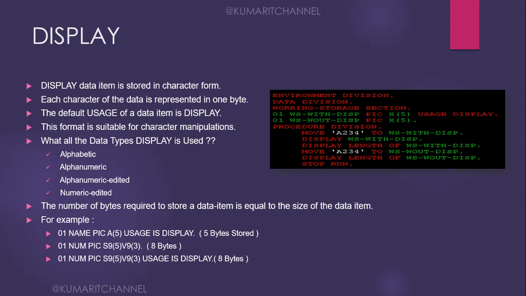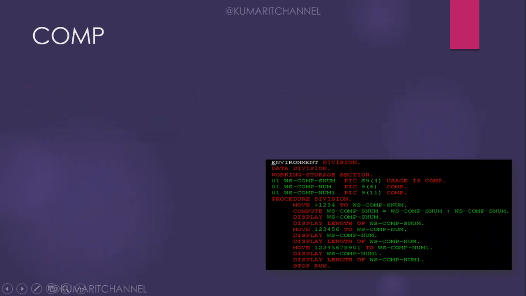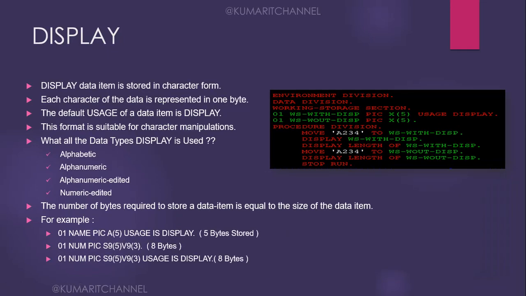Okay, here is a simple example that I want to show. What you are trying to do with the display is pass this data here, A234, to this, and display it. What should be the length of it? It should be 5. Similarly, without display, I'm trying to run it and it will display the length of it. So obviously it will display 5.